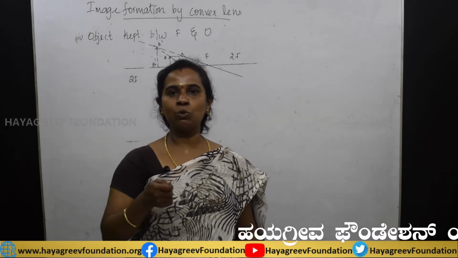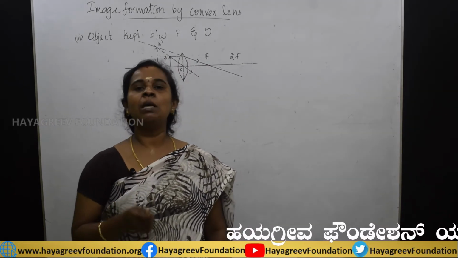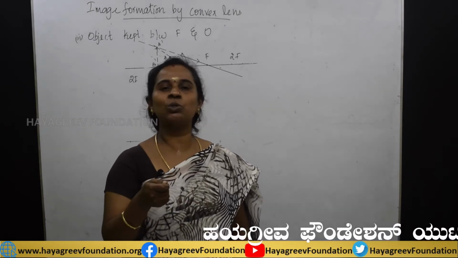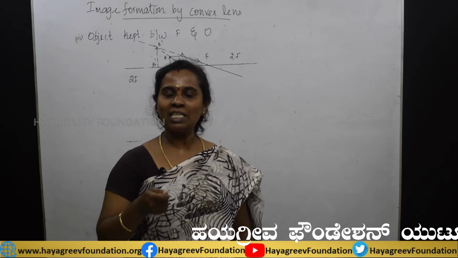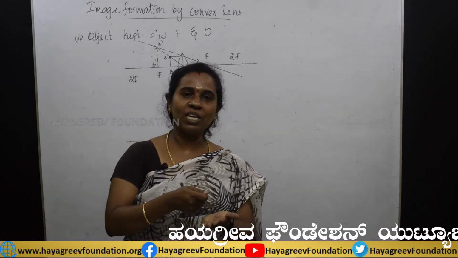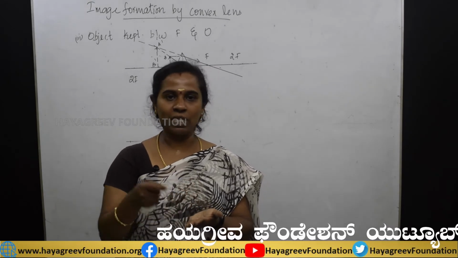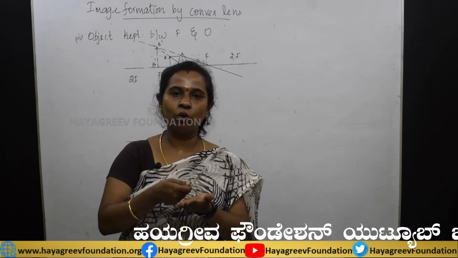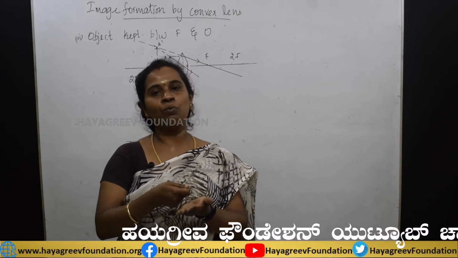Elderly people read the newspaper with the help of a magnifying lens. They hold the lens very near to the paper. If they hold it near, they see big-sized letters. Why do they hold it very near? The letters are the object, and the object must be placed very near to the lens, between the focal length.